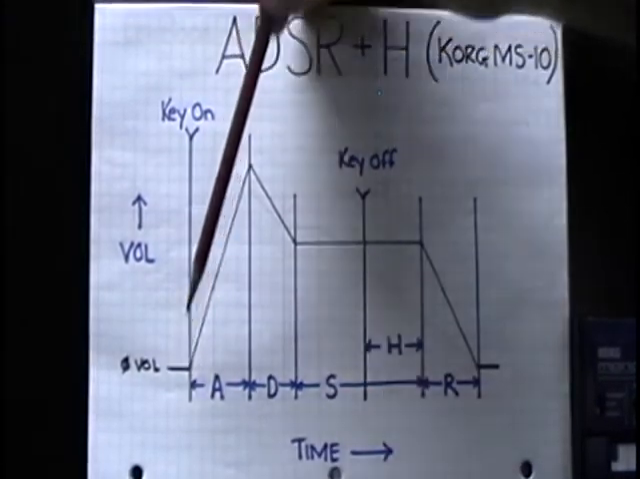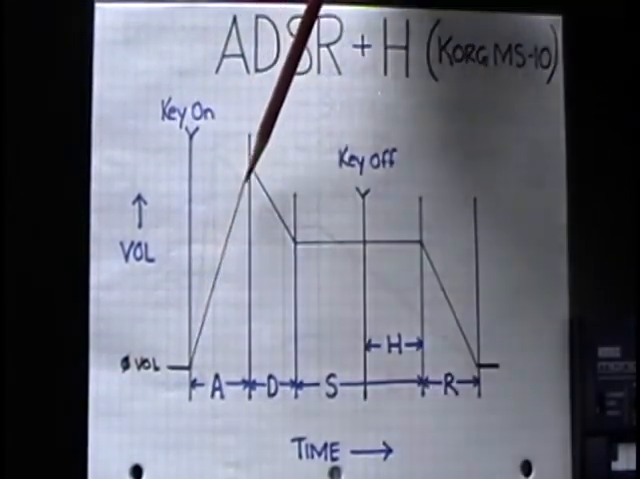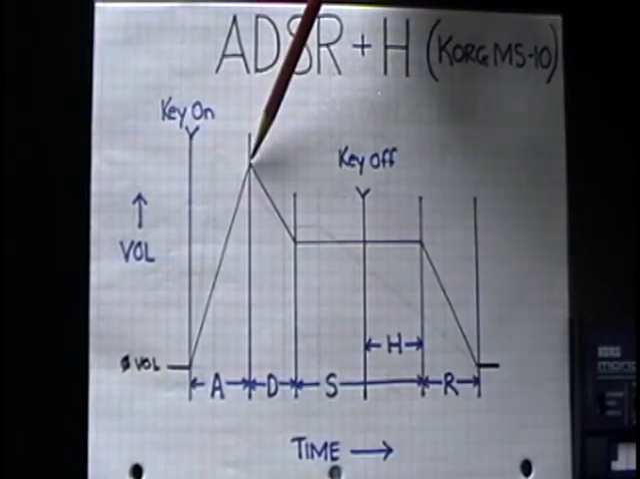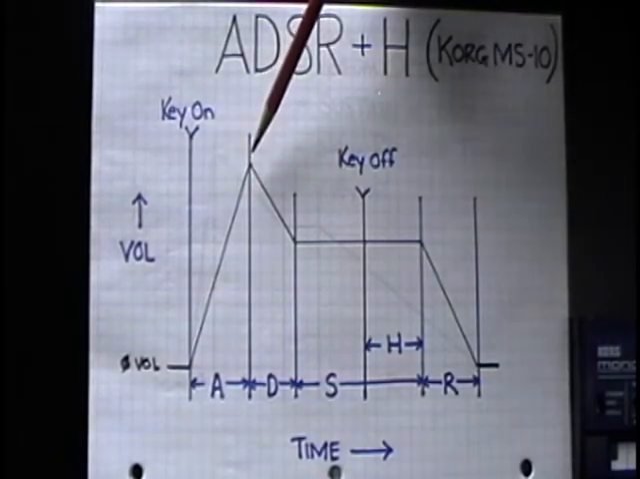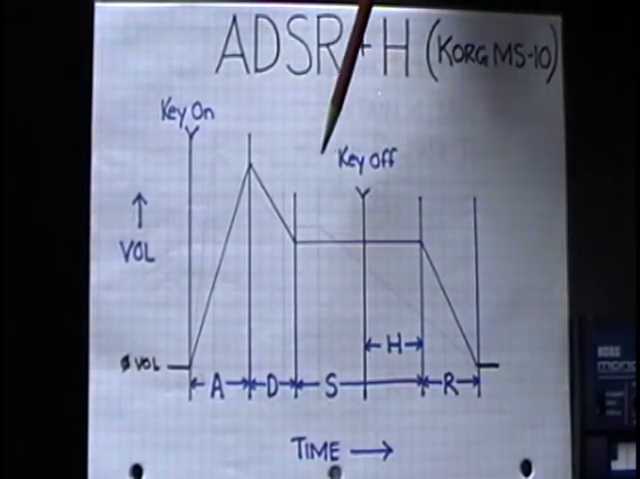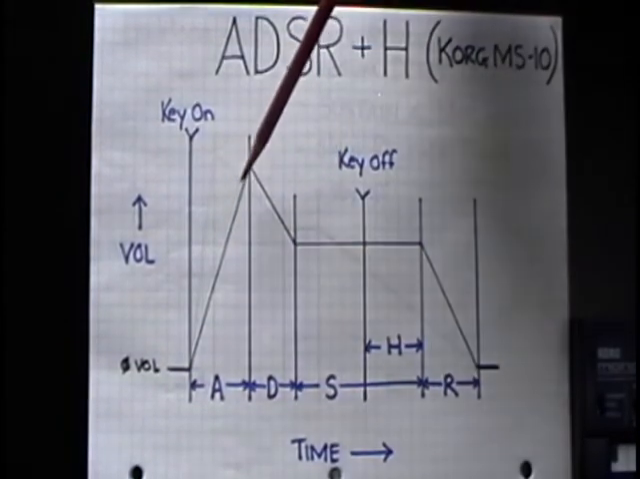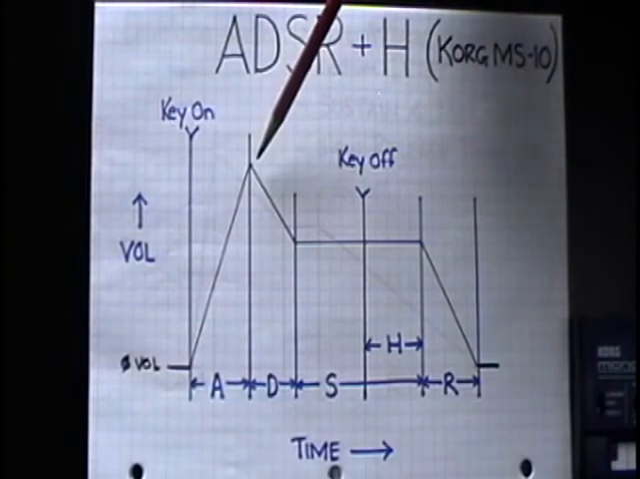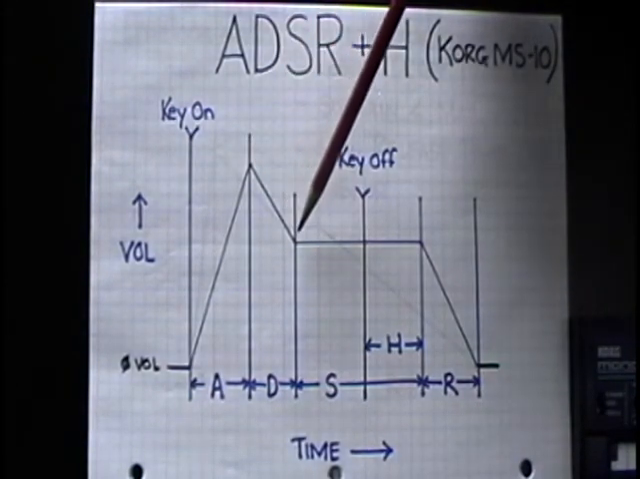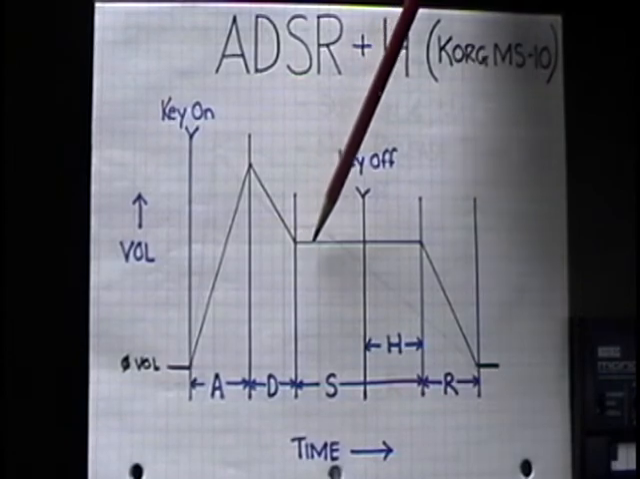0 volume before a key is depressed, key on, you've got your attack time, goes up to the maximum volume. Again, here we're assuming that the sustain level is something less than 10 or less than maximum. So then as soon as it hits that maximum volume, the decay determines the rate at which the volume drops down to the sustain level.